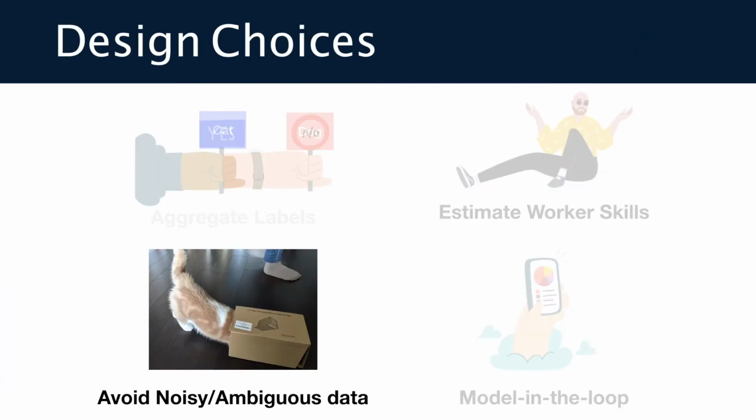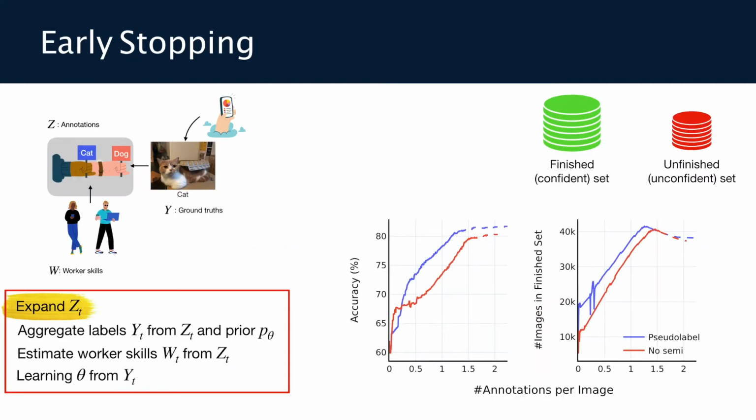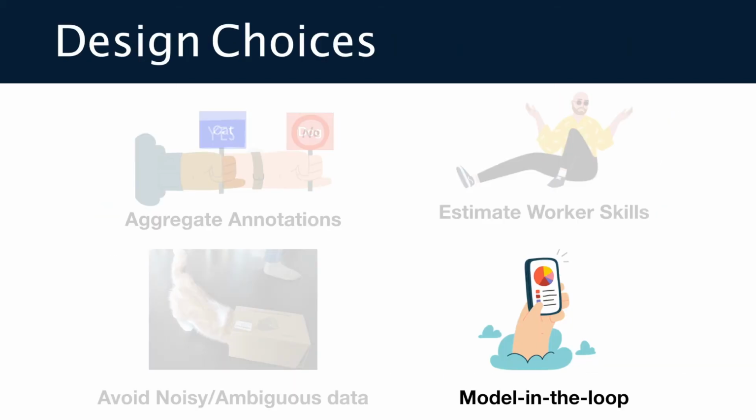Next, we move on to ways to avoid over-annotating noisy data. At every iteration, we separate the dataset into a finished set and an unfinished set by data confidence. We find that the accuracy saturates when the size of the finished set decreases for consecutive steps. Lastly, we move on to the model in the loop.